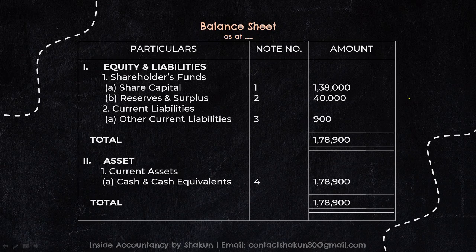So our balance sheet would look somewhat like this. Share capital 1,38,000, reserves and surplus 40,000, other current liability 900, cash and cash equivalents 1,78,900, and the total of both sides is equal. Please make sure that when you make the balance sheet, you always prepare the notes to accounts. If you do not make the notes to accounts, then your question is incomplete and you will not get full marks. I could also put it directly here because I could calculate the amounts roughly and put them here. This obviously has already been calculated. This could be calculated and this also could be easily calculated. But I need to prepare my notes to accounts where I show the respective things because they are also part of the format. If you don't do that, marks are cut.